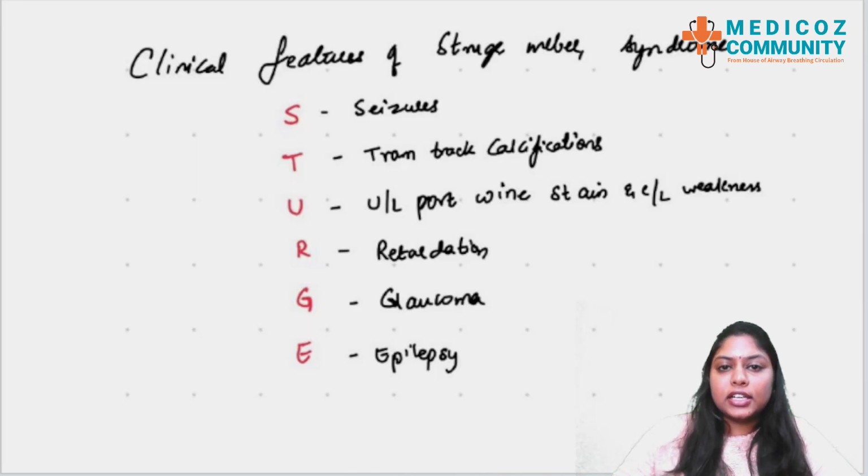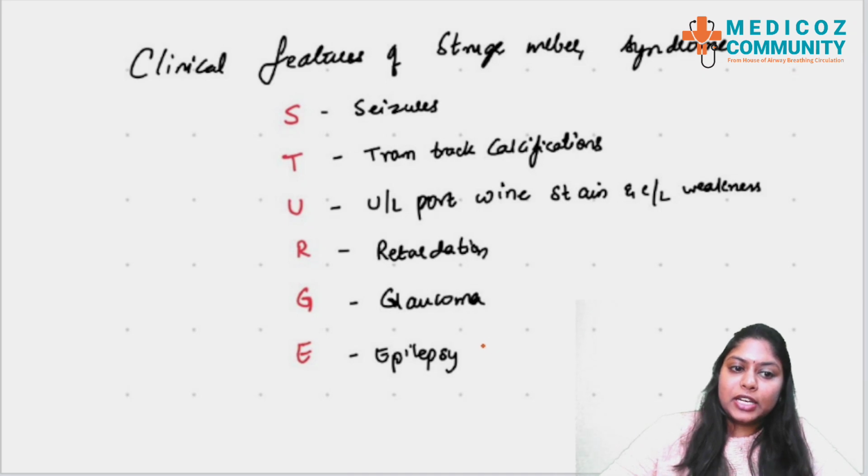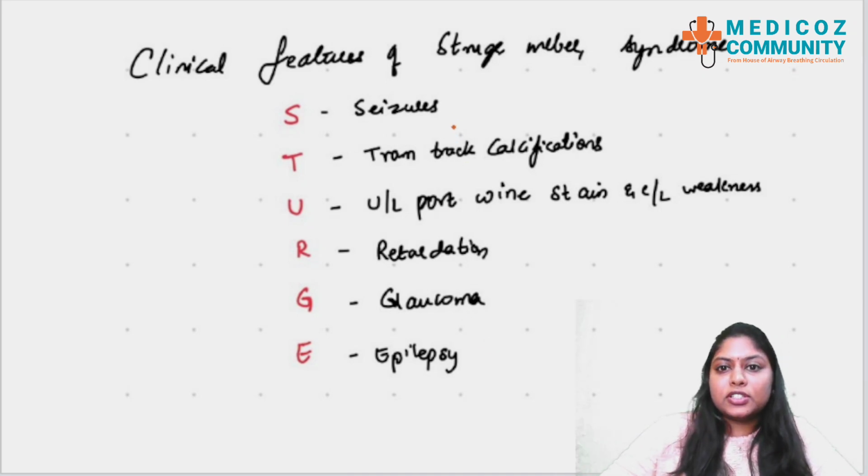The other clinical features for Sturge-Weber syndrome are seizures, tram track calcifications, unilateral port wine stain, and contralateral weakness, R for retardation, mental retardation, G for glaucoma, and E for epilepsy. So it is important for us to remember the mnemonic for Sturge-Weber so that you'll remember it easily. S for seizures, T for tram track calcifications, U for unilateral port wine stain and contralateral weakness, R for mental retardation, G for glaucoma, and E for epilepsy.